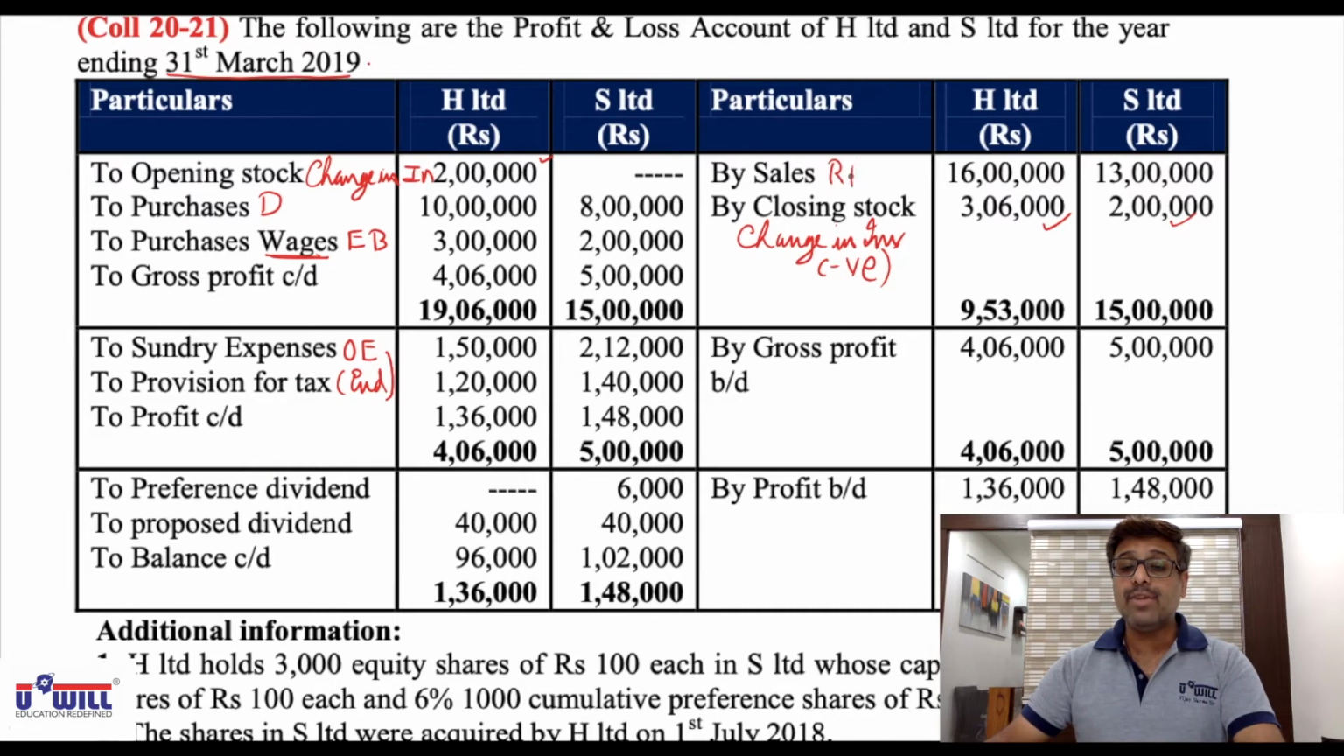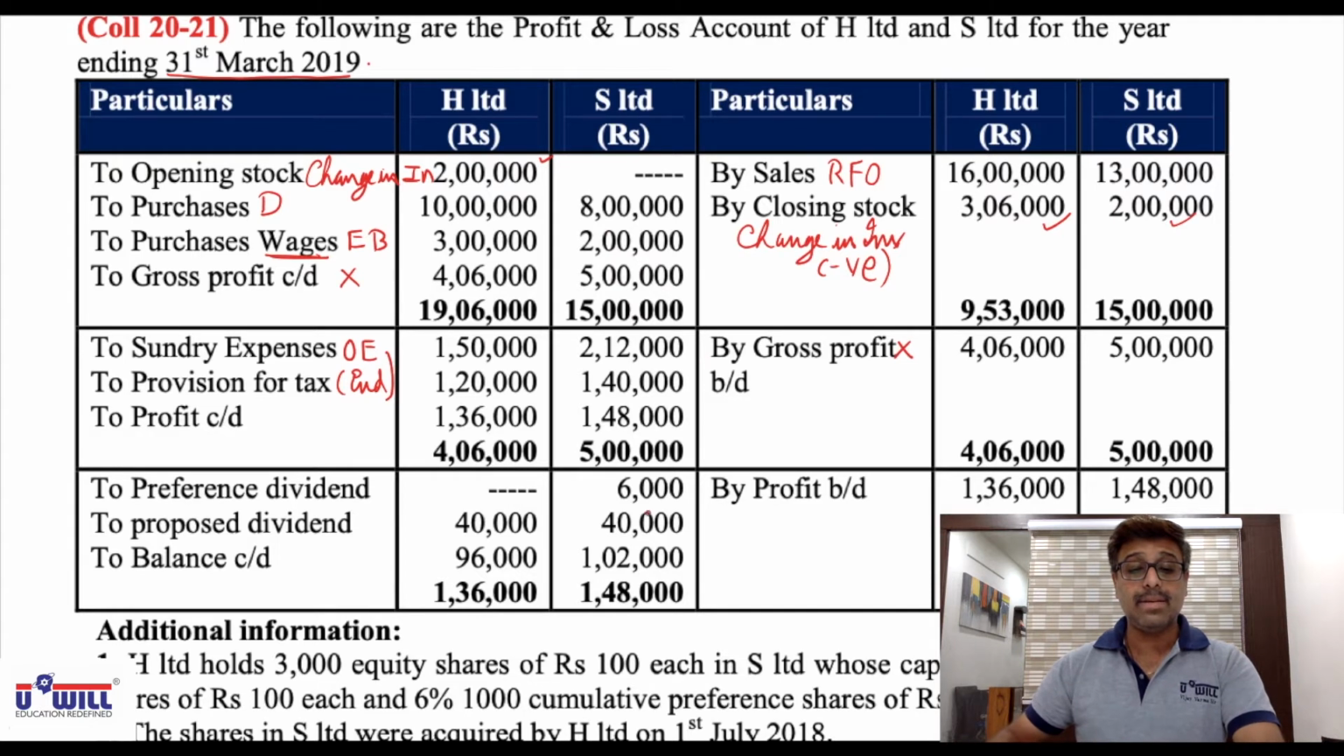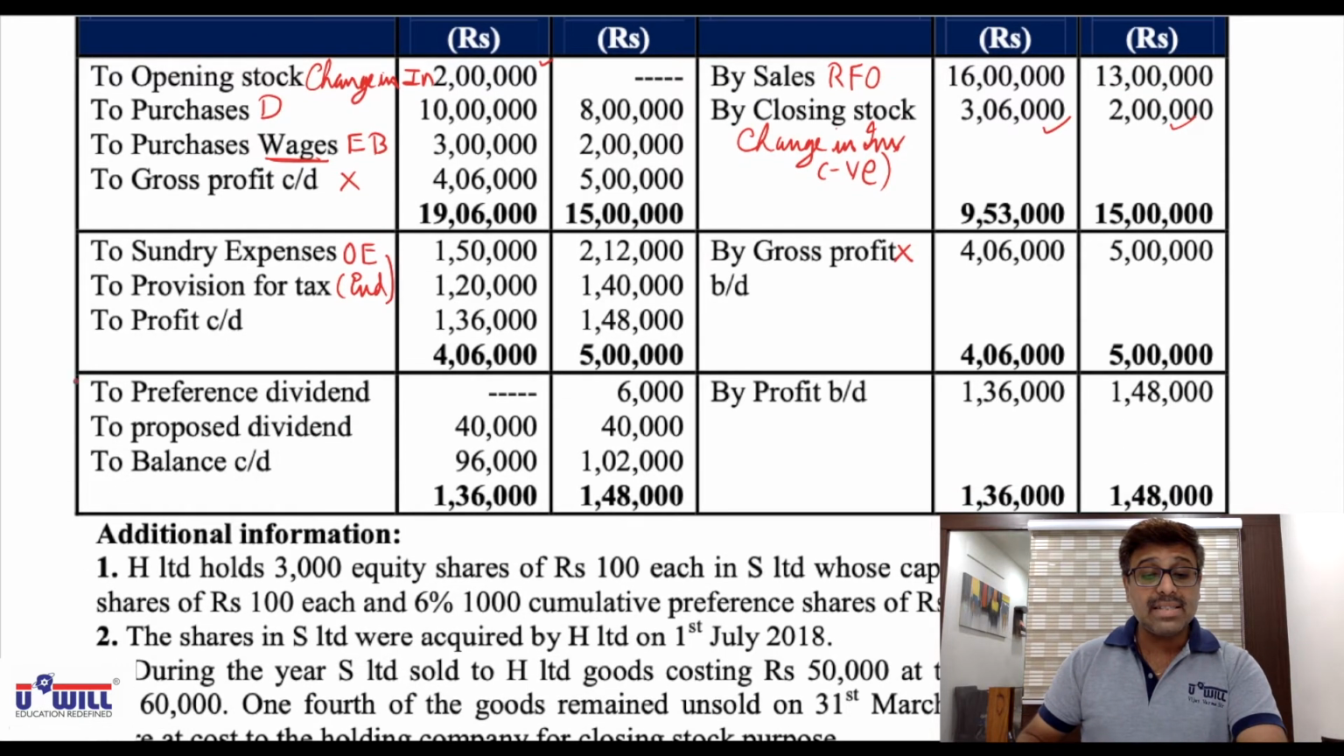Sales will come in revenue from operations, and opening and closing stocks difference we already discussed will come in change in inventories. Gross profit we don't have to record, because in the earlier question only gross profit was given, so we recorded that. But here sales, closing stock, everything is given. So gross profit will not come in our P&L statement. Then preference dividend, proposed dividend, everything. This is like the P&L appropriation account. It will come in the second part of the P&L statement in our solution.